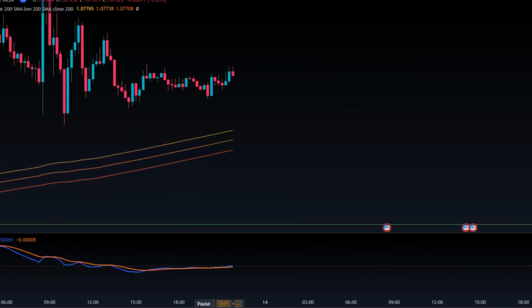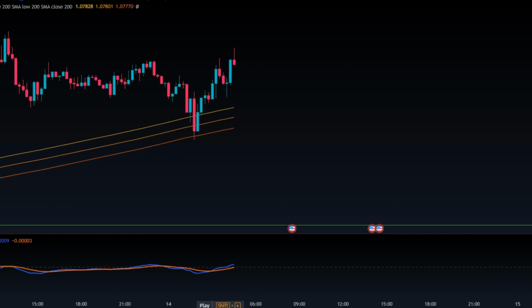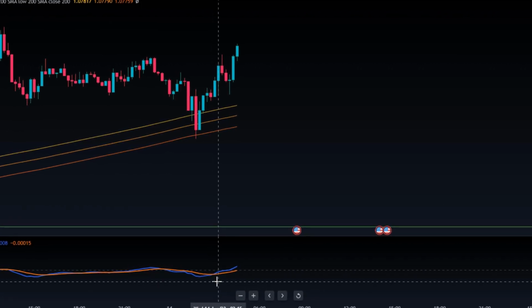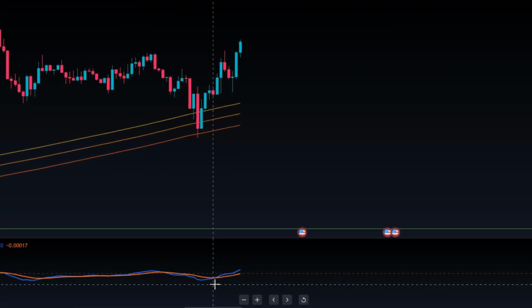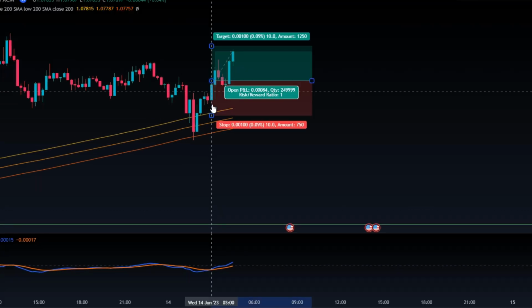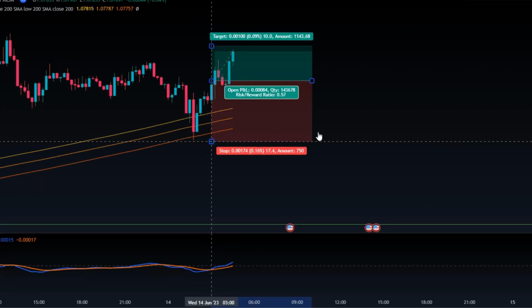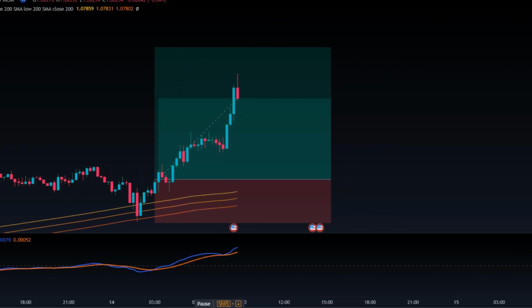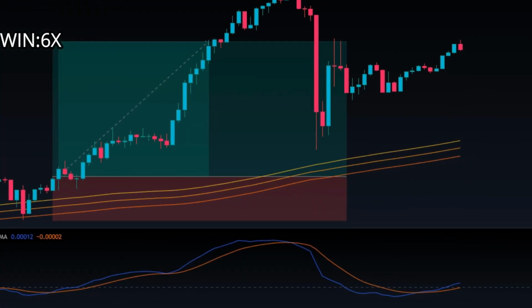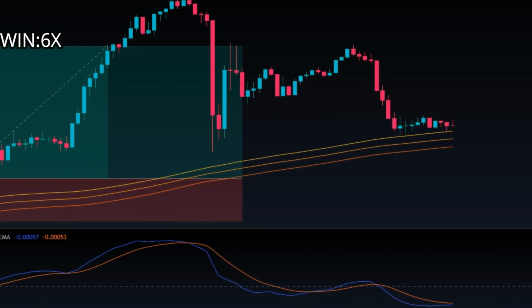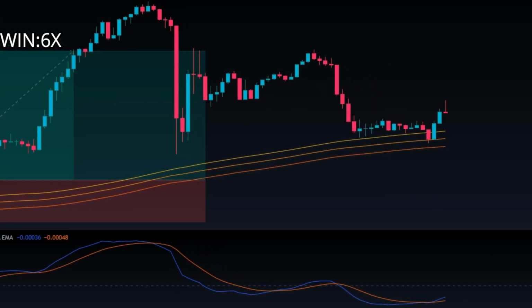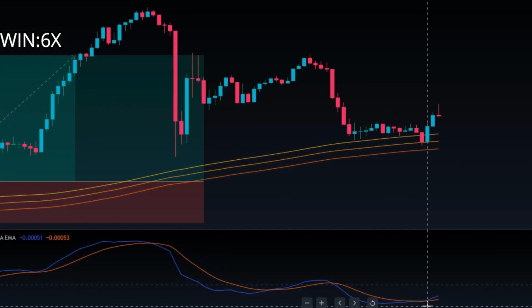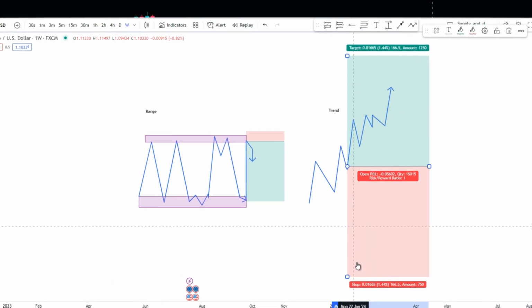Here is another high probability entry. The price has reached the TDE lines and is respecting it. And there is a cross on MACD, so it's gonna be a long entry. The reason we are getting these profitable trades is because we are in a trend and we are entering on a pullback, for example like this.